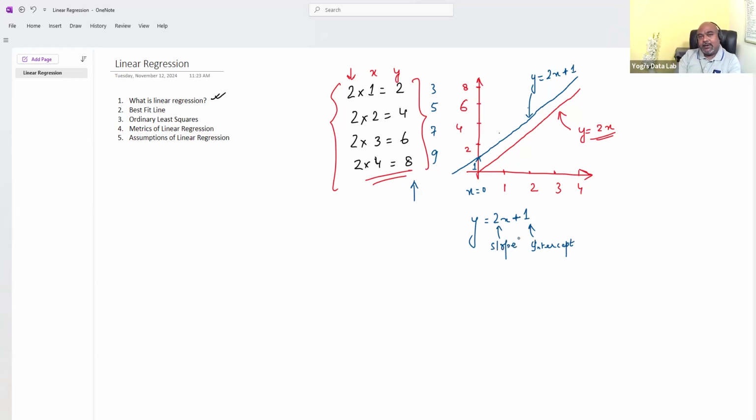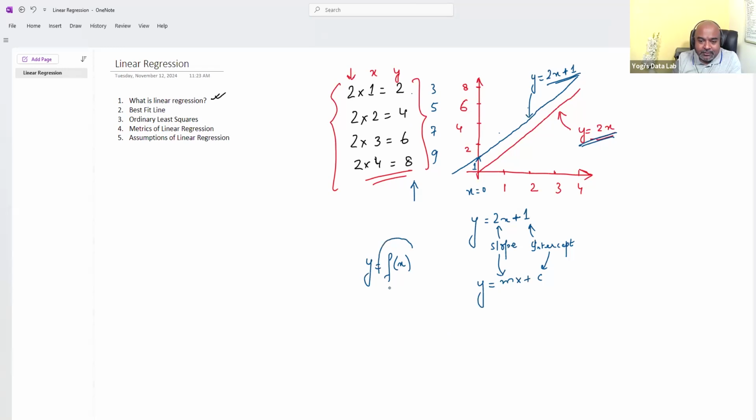If you can relate this with your coordinate geometry where you studied y is equal to mx plus c, c is the intercept and m is the slope. And we can say that y is a function of x, and this function can be anything. If the values were 2, 4, 6, and 8, the function was y is equal to 2x. If the values were 3, 5, 7, and 9, the function was 2x plus 1.